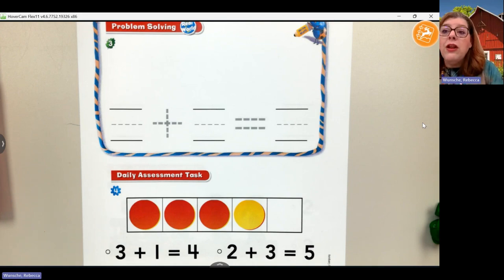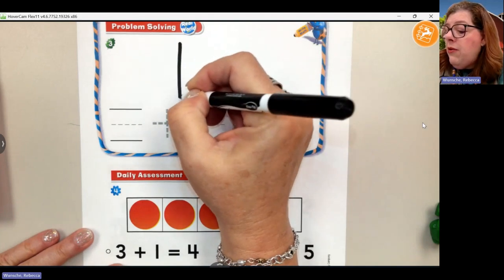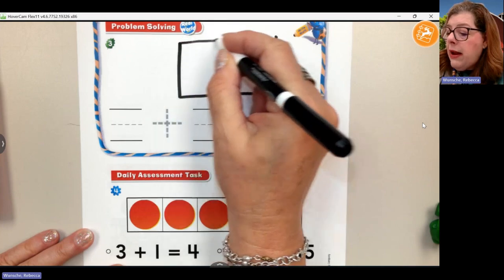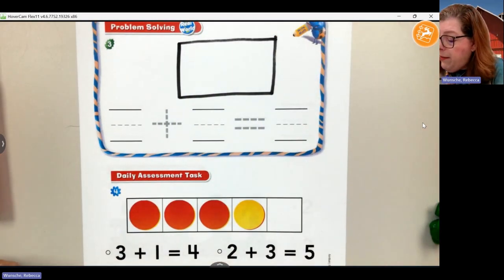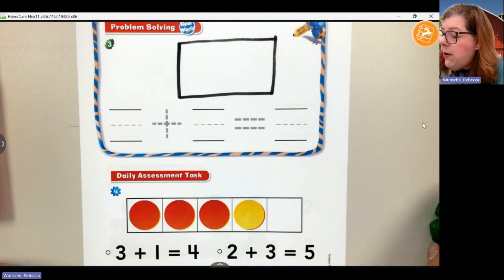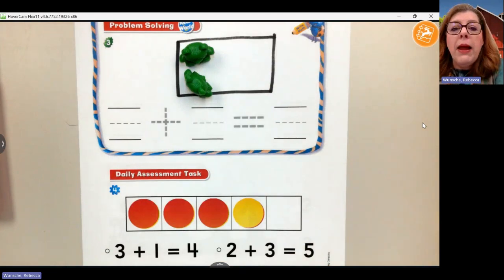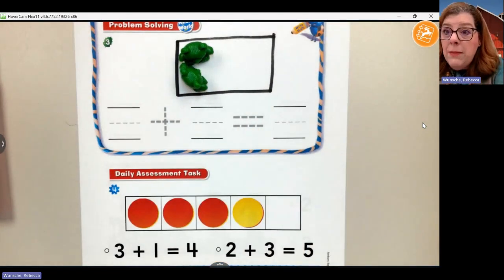So I'm going to actually do this. I'm going to have my students work this out. I'm going to take my marker, and I'm going to draw myself a pen, a nice big rectangle for my sheep to go in. And then I'm going to think about my problem. It told me 2 sheep were in the pen. Well, I don't have sheep, but I have bears. And so my bears can act as my 2 sheep. So I'm going to go ahead and physically put my 2 sheep in the pen.